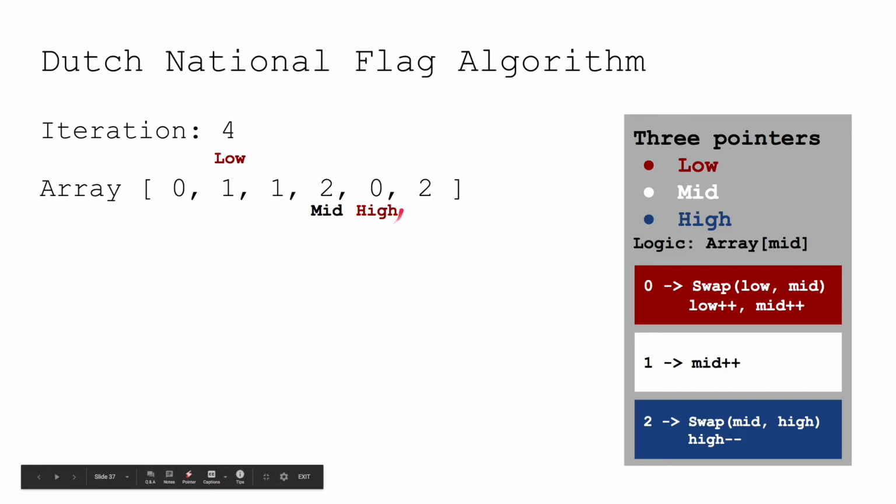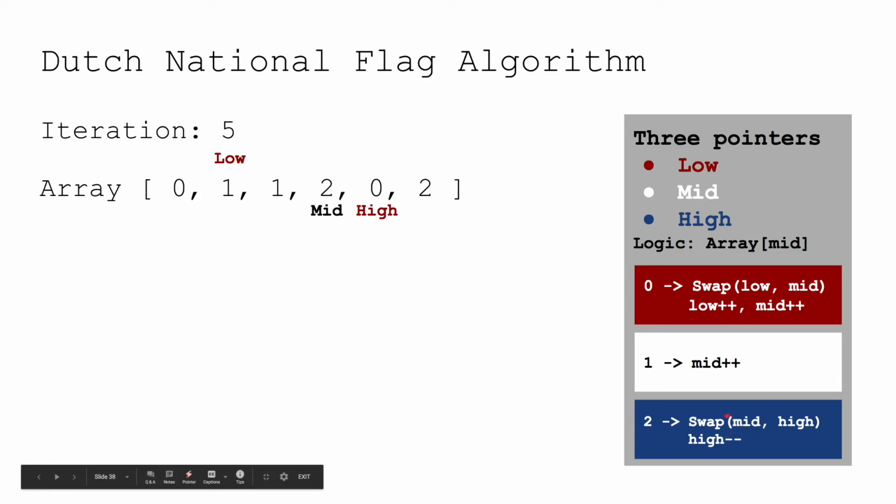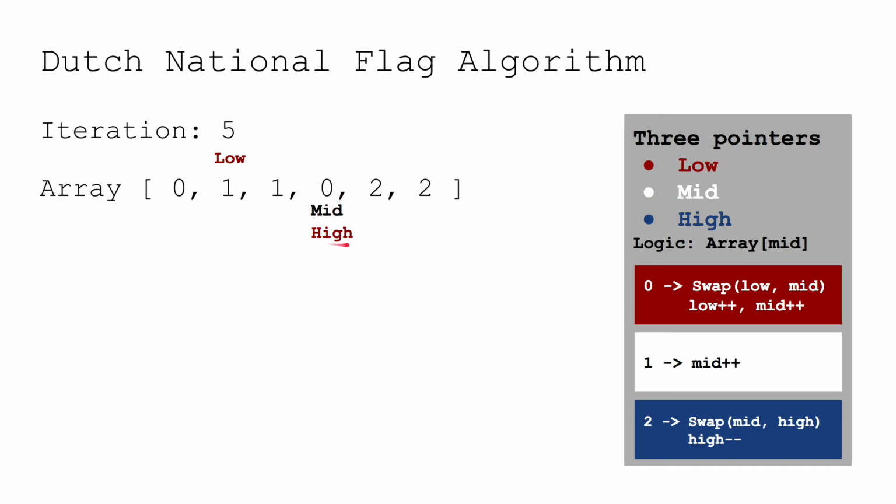Now our high pointer will be pointing to value 0. Now again in the next iteration we'll see the value at mid. Here the value at mid is 2. For 2 we need to swap the values between mid and high. In this iteration your values at mid and high will get swapped and it will look something like this. After that we need to decrement the high pointer, so this high pointer will move back to the value 0. So now it will look something like this after the 5th iteration.